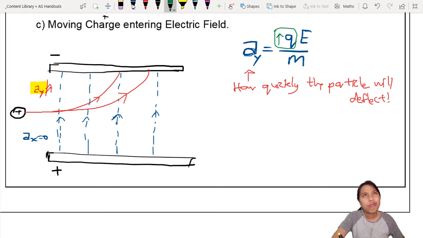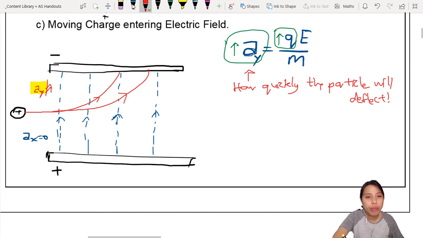Well, if you think of it, stronger charge means stronger attraction. So A will increase. It will go up very quickly because it really, really wants to go to the opposite side. Or if you look at it mathematically, if Q increases, A also has to increase to balance out the equation. So yes, the stronger the charge, the quicker it will bend.